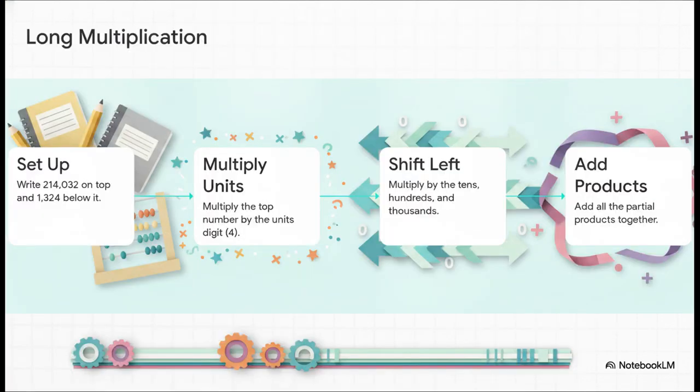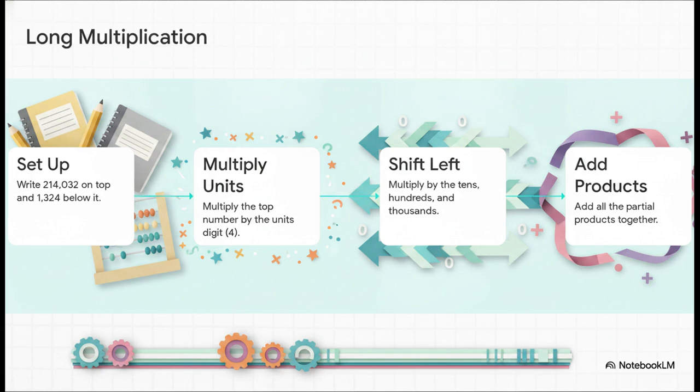Well, we just do it step by step. Long multiplication is literally just a series of small, easy multiplications. Step 1, write the larger number on top and the smaller one below. Step 2, take just the units digit of the bottom number, that's the 4, and multiply it all the way across the top number. Then, step 3, you move to the tens digit, the 2.